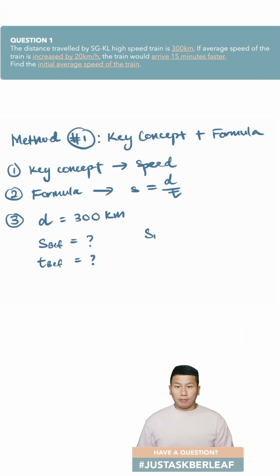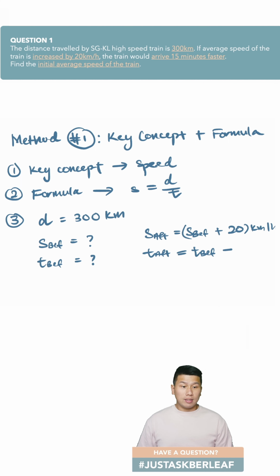So as for the speed after, let's have that. You can see that it's actually the speed before plus 20, and this is in km per hour. As for the time after, it is actually the time before minus, because it is shorter. And since this is in hours, the time before here is in hours as well. So I would write this as 1/4, because that is 15 minutes.